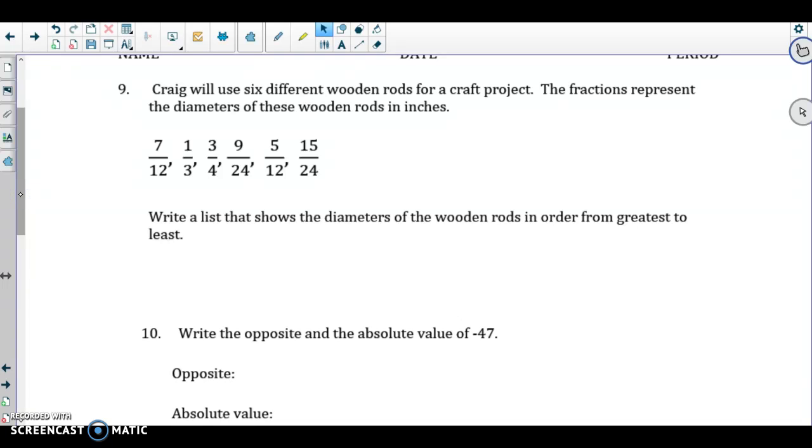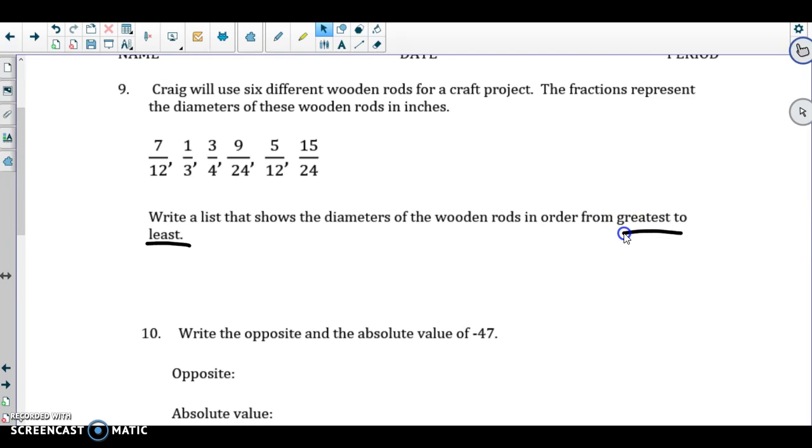So Craig will use 6 different wooden rods for a craft project, and the fractions represent the diameters of these wooden rods in inches. So all of them are fractions. And so there's a couple things I could do. I could take the time and change them all into decimal by dividing. And that works. But I also noticed some things because they want us to write the list of diameters of the wooden rods in order from greatest to least. So we're going greatest to least in this case.